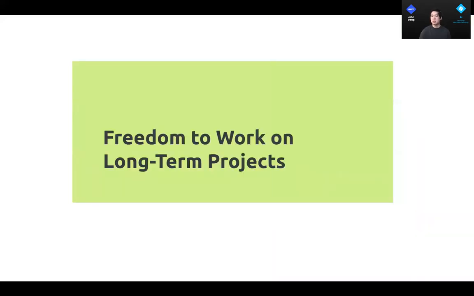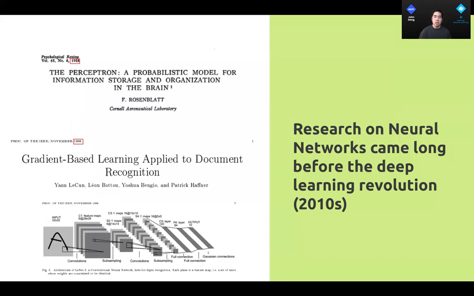Another big reason why computer science research matters is freedom to work on long-term projects. So many of you are probably familiar with the deep learning revolution that came around in the 2010s. We hear about it all the time. It's a big buzzword. Deep learning is being used for everything: computer vision, natural language processing, etc. But the interesting thing is that research on neural networks actually came long before the current deep learning revolution that we see nowadays.